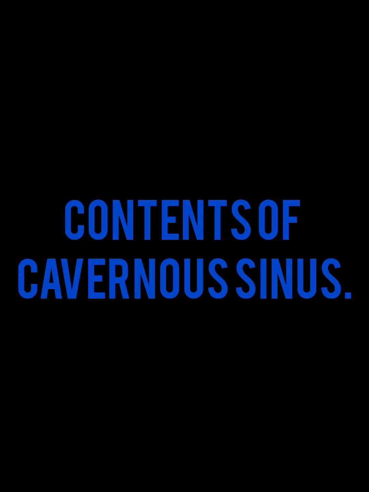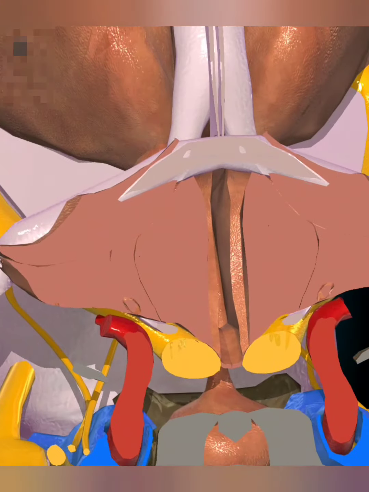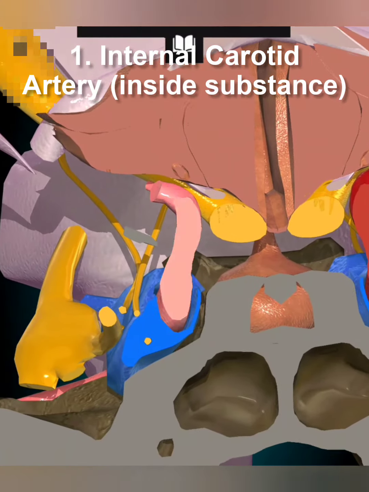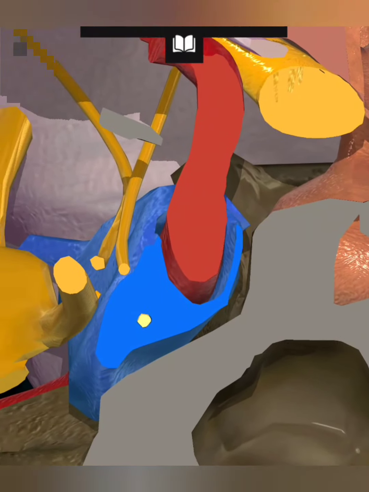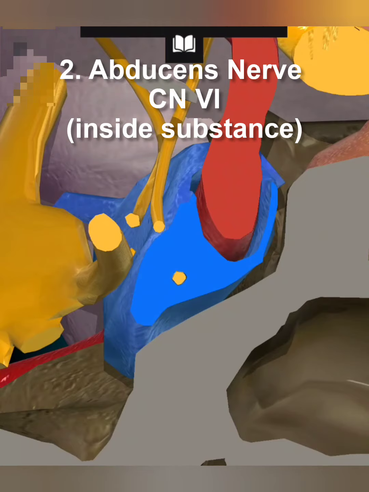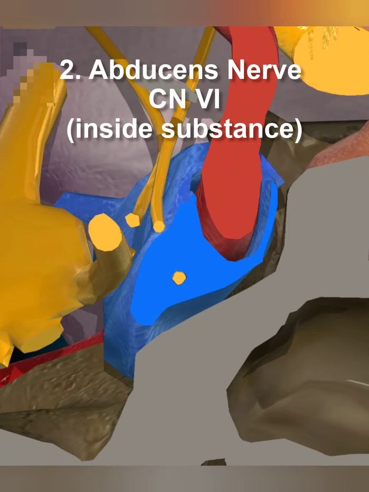Let's talk about the contents of the cavernous sinus. Here we have taken a cross-section through the cavernous sinus. The internal carotid artery passes inside the substance of the sinus. One more thing that passes inside the substance is the abducens nerve, that is the sixth cranial nerve.